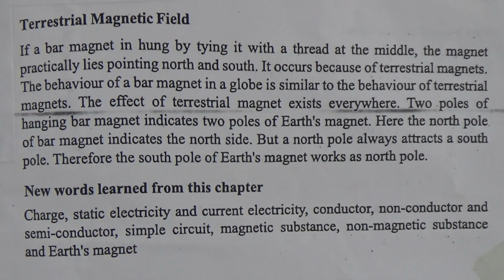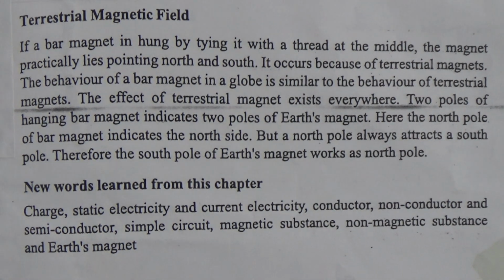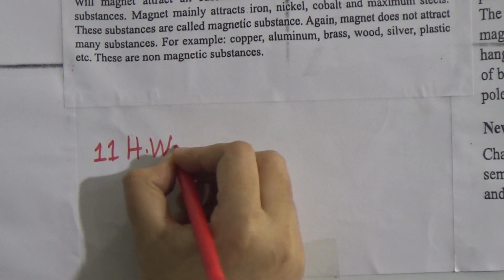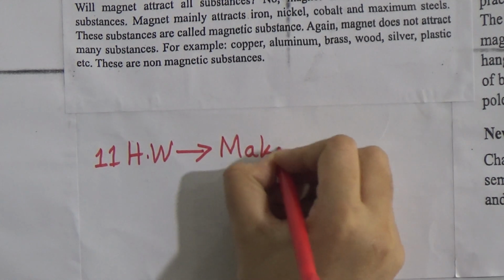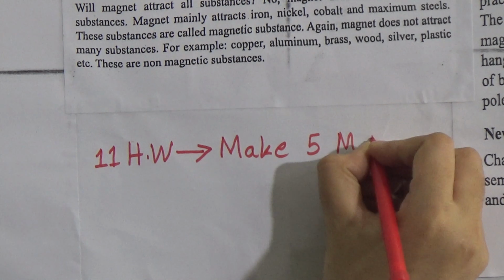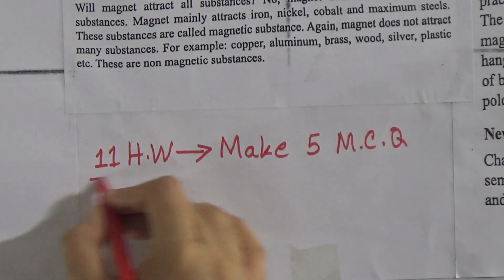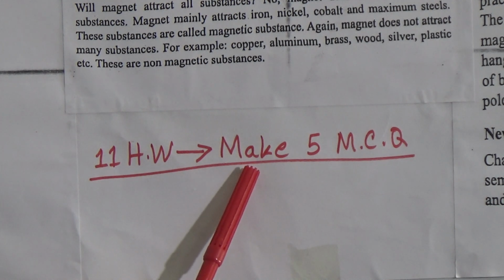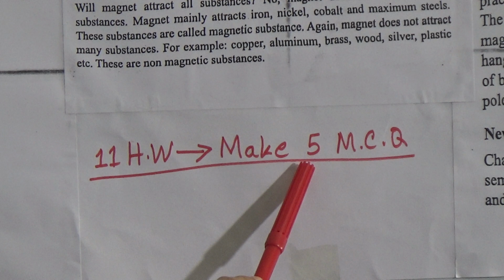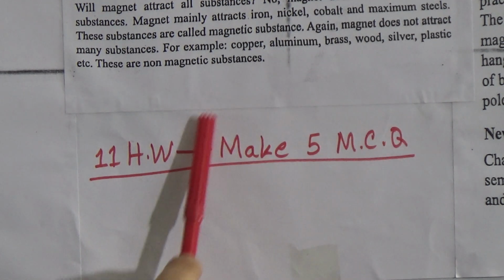So students, I have finished today's topic. Now I will give you SW. Today's SW is number 11 SW. Your SW will be to make 5 MCQ of this part. At first read this part properly and then you will make 5 MCQ from this topic. I am repeating your SW. Your SW number is 11 and your SW will be to make 5 MCQ questions with answers. You will make 4 options for each MCQ.